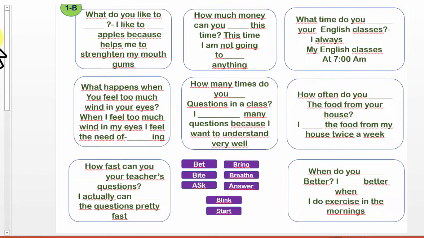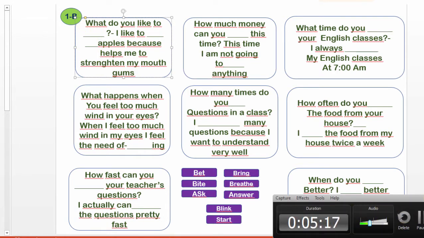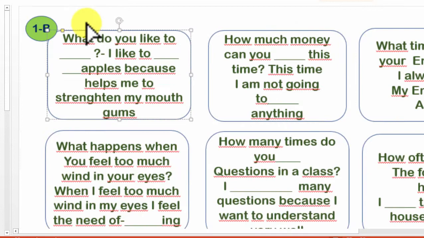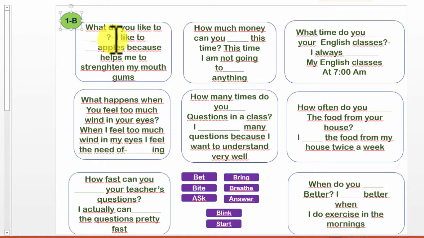Bueno, ahora let's go to the next chapter, en la siguiente actividad, vamos a completar las frases. Entonces yo les voy a ayudar con la pronunciación. I'm going to help you with the pronunciation. Y también con el significado. Entonces comencemos. So the first case dice, what do you like to? Recuerden que esta es la chart 1B.